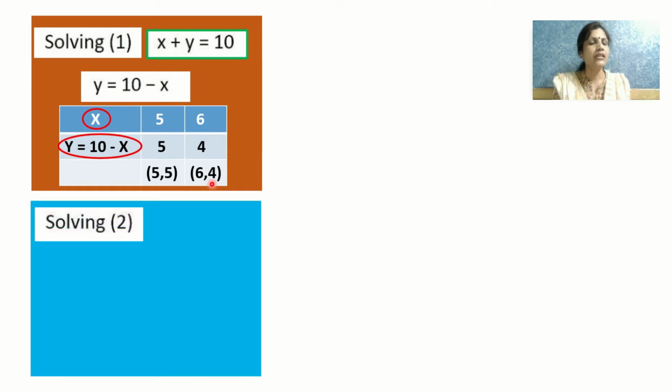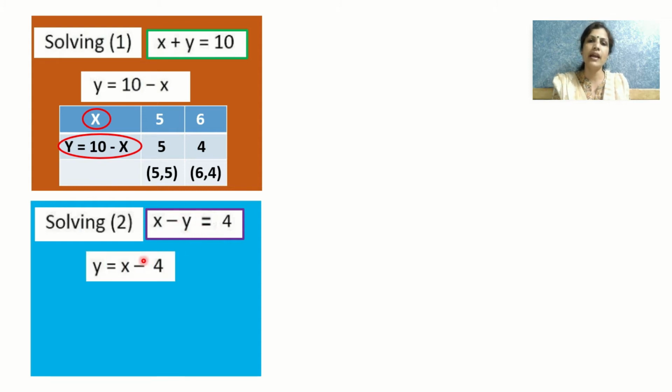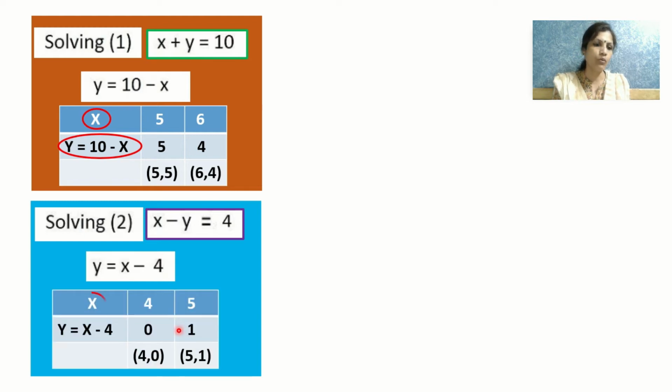Our next equation is x minus y is equal to 4, and as I said, we'll try to keep y towards the left, so our equation is y is equal to x minus 4. In the table, again we will write x and the y coordinate, but y is equal to x minus 4. Try substituting the value of x of your choice. We are substituting x is equal to 4 first. By doing so, we get the value of y as 0. So our first coordinate is 4, 0.